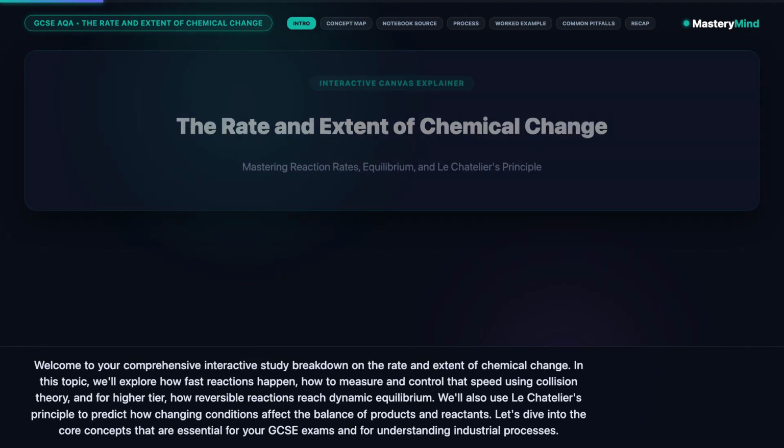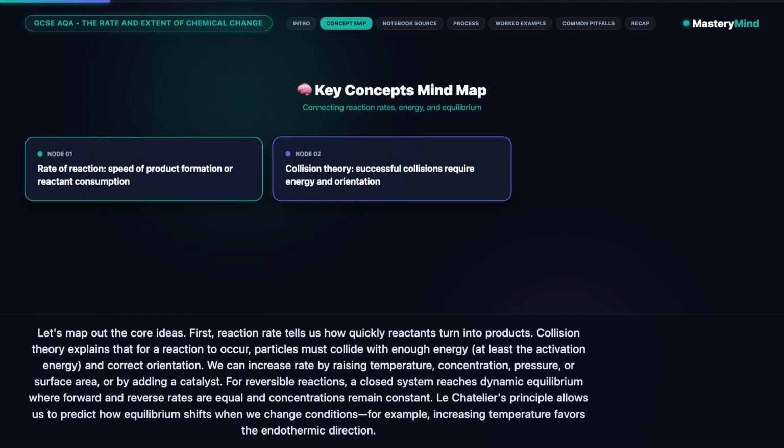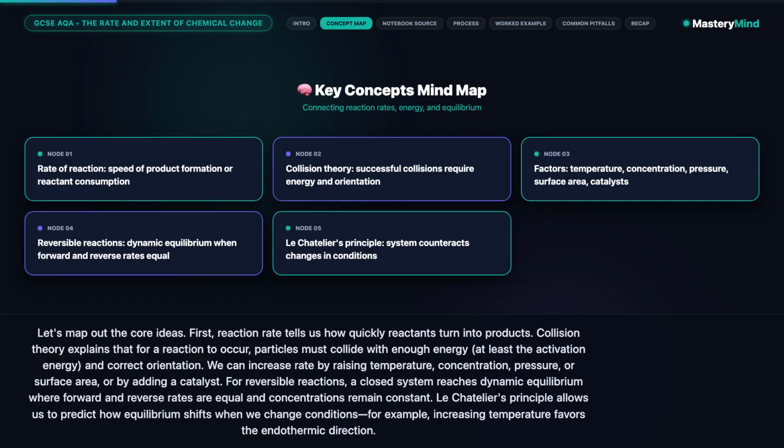Let's map out the core ideas. First, reaction rate tells us how quickly reactants turn into products. Collision theory explains that for a reaction to occur, particles must collide with enough energy, at least the activation energy, and correct orientation. We can increase rate by raising temperature, concentration, pressure, or surface area, or by adding a catalyst.